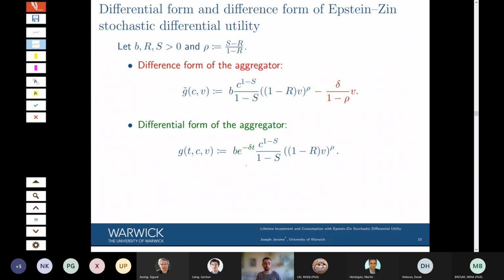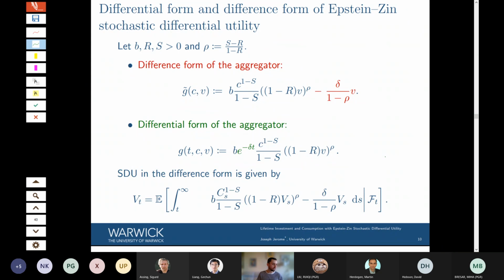So now what we're doing is we're actually doing the discounting in front of the consumption, right? We're doing the discounting by using e to the minus delta t instead of by subtracting this part of our value function.